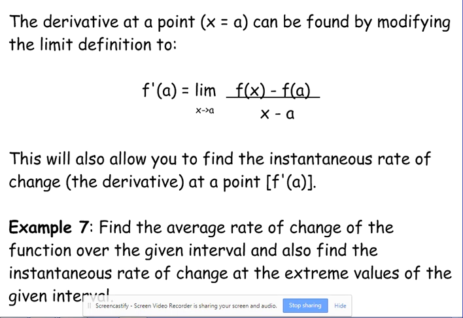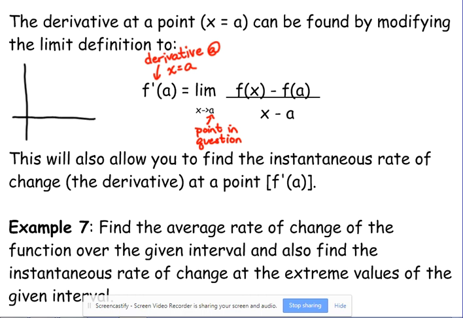So f prime of a is the derivative at a point. Up to this point, we've been doing f prime of x, which just represents the derivative of the overall function, but we want the derivative at a specific point on that function. So notice how our limit definition modifies. It's the limit as x approaches a, the point in question. X is approaching that value. So we take the function minus the value of the function at that point, over x minus that point.